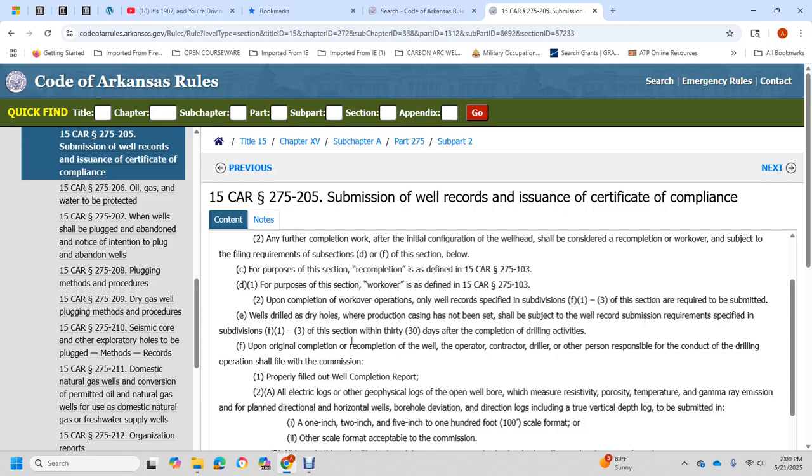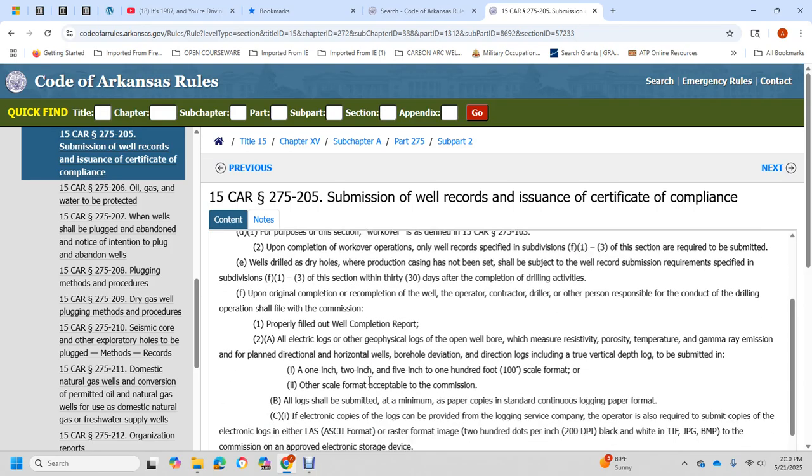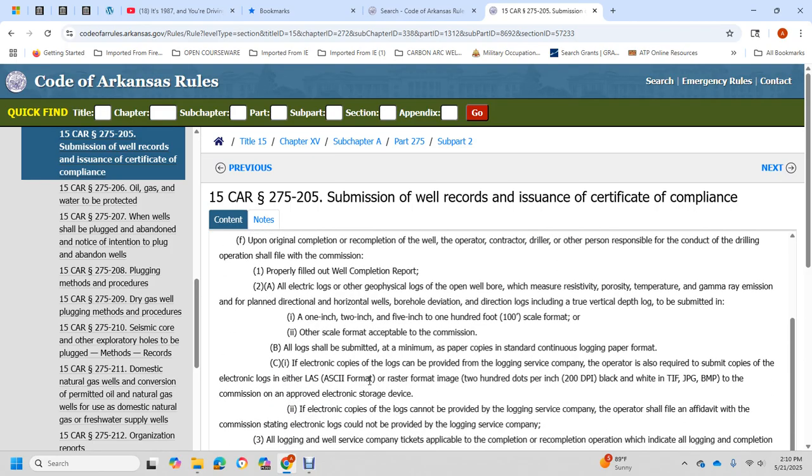The operator, with the contract, with the drill, with the other person responsible for conducting the drilling and the operation, shall file with the commission a properly filed completion report and electrical log, with the geological physical well bore, with measurable resistivity, porosity, temperature, gamma ray emission, with the plane, with the directional horizontal bore deviation. Directional logs include the true vertical depth log, submitted with the 1 inch, 2 inch, 5 inch, 100-foot scale, with other scale formats, except for the commission. All logs shall be submitted with a minimum of paper copies with the scan.